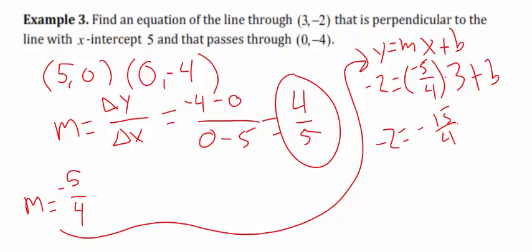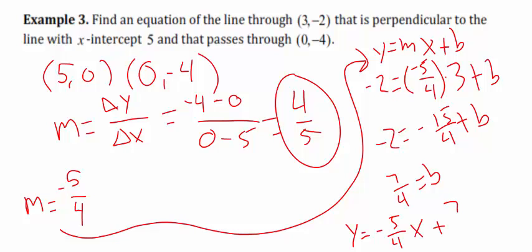15/4 plus b. So now we need to add 15/4 to both sides. When we add 15/4 to both sides, what we're really doing is saying negative 2 is negative 8/4 plus 15/4. So that would give us 7/4 equals b. So our equation would be y equals negative 5/4 x plus 7/4.